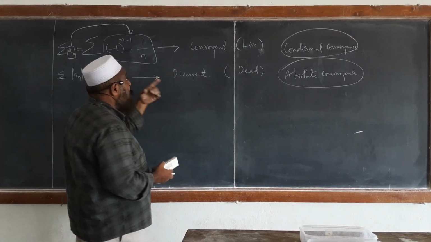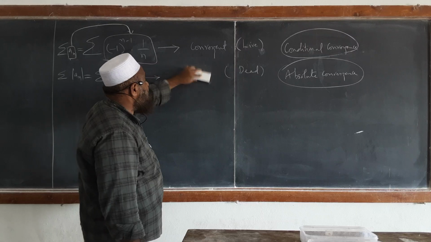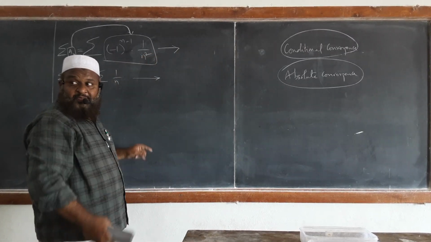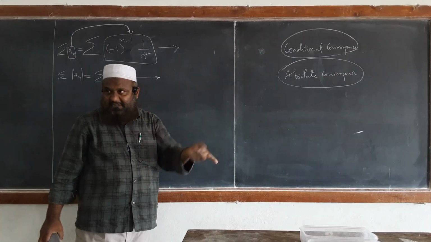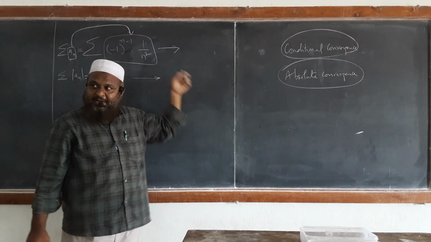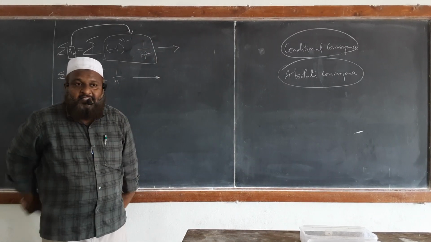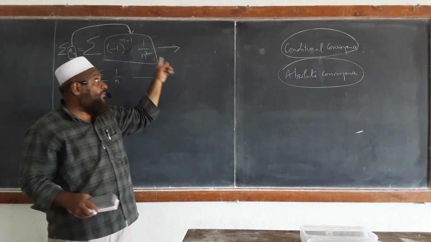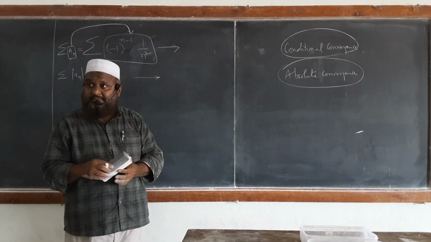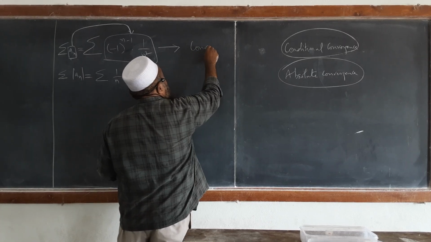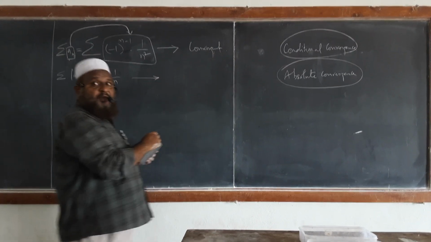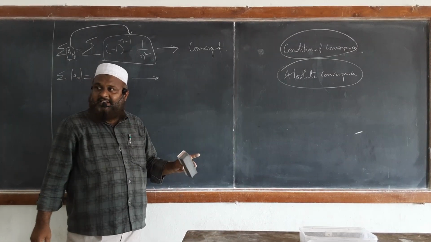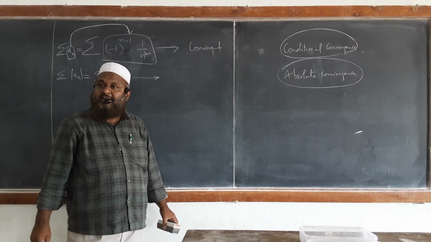Can you think of an example of an absolutely convergent infinite series? Very good. Sigma 1 by n square. If you apply the Leibniz test, you will get it as convergent, because the limit of un, which is limit 1 by n square, is 0, and it is a decreasing sequence. Therefore, by the Leibniz test it is convergent. And if you apply mod to this, it becomes sigma 1 by n square. This is also convergent, and hence it is absolutely convergent.